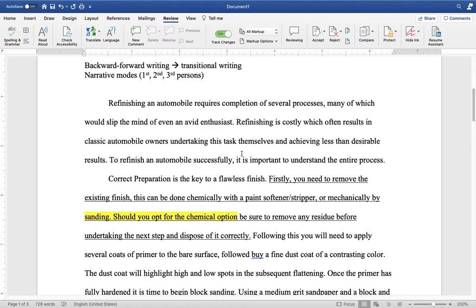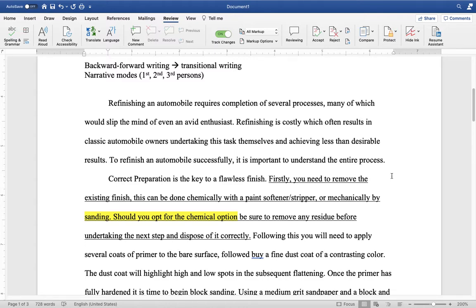So I'm just going to start with the introduction, which is just this. It says, refinishing an automobile requires completion of several processes, many of which would slip the mind of even an avid enthusiast. Refinishing is costly, which often results in classic automobile owners undertaking this task themselves and achieving less than desirable results. To refinish an automobile successfully, it is important to understand the entire process.